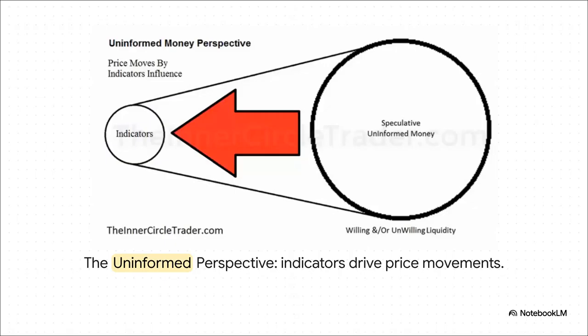This diagram here pretty much captures the entire belief system of the uninformed trader. They see price action as a result of what their indicators are telling them. They genuinely believe that when a tool like an RSI is screaming overbought, the market has to reverse. Their whole philosophy is built on reacting to lagging information.